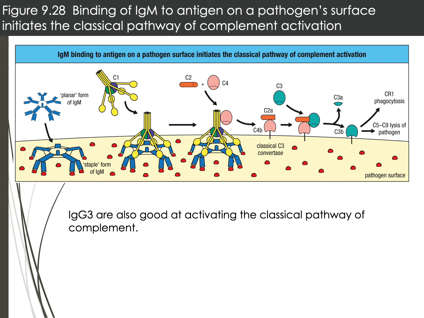So IgG3 are also good at activating the classical complement pathway. So they're going to bind to antigen on the surface of the pathogen. And then that's going to recruit in the C1 complex, activate C2, C4, activate C3. And then we're going to activate C5, and then we're going to form MAC, the membrane attack complex.